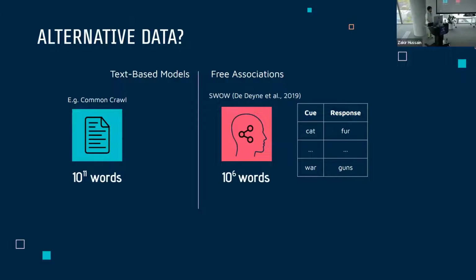So you would ask people a question like, what's the first word that comes to mind when you hear cat? And they might give fur. And there are, I think, in the English version, something like 12,000 keywords in this data set. And as you can see, whilst it's considerably smaller than machine learning type data sets, there are a number of reasons why it might be interesting to use free associations to derive these embeddings instead of online text data.